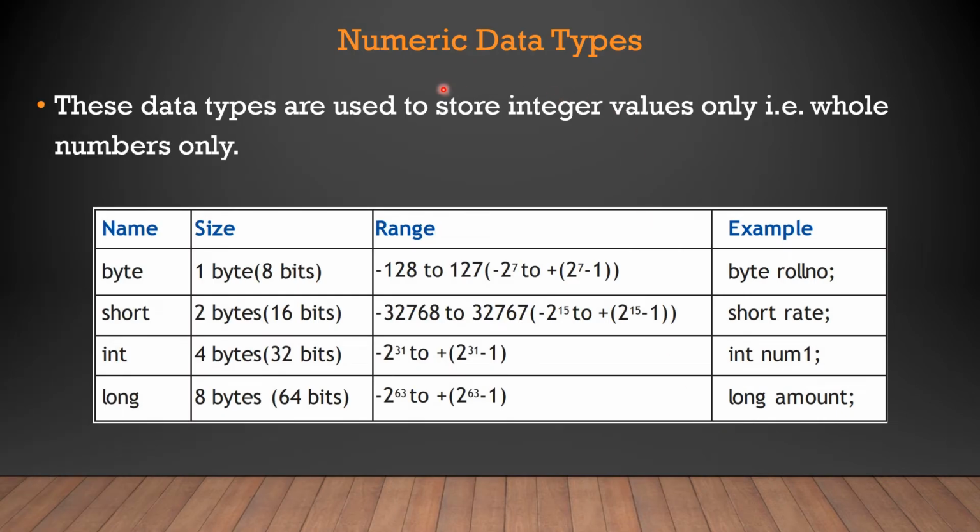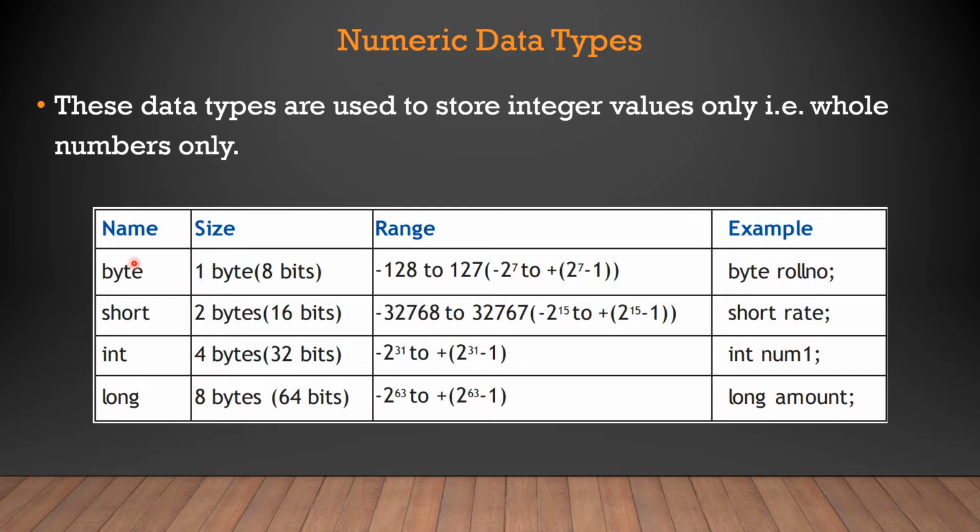Now we are moving forward to study the various types of data types. First is numeric data type. These data types are used to store integer values only, that is whole numbers only. Means whenever we want to store whole numbers, we will use the numeric data type.